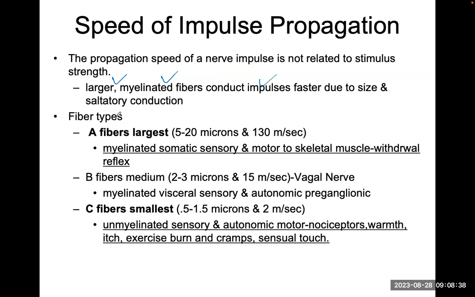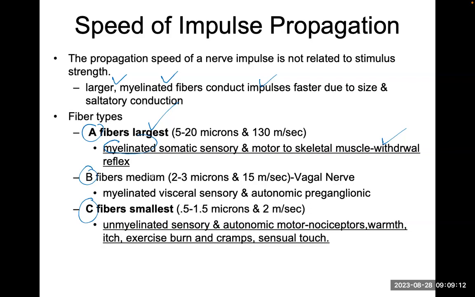We have different types of nerve fibers. We have A fibers, B fibers, and C fibers. The fastest ones that we have are going to be the A fibers. They are the largest, and they're also myelinated. Think of what happens if you touch something that's sharp or hot. We get this withdrawal reflex. It's super fast. You pull your limb away from the object. That's super fast, 130 meters per second. That's how fast it can travel.